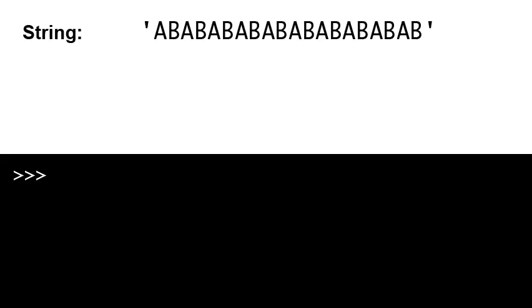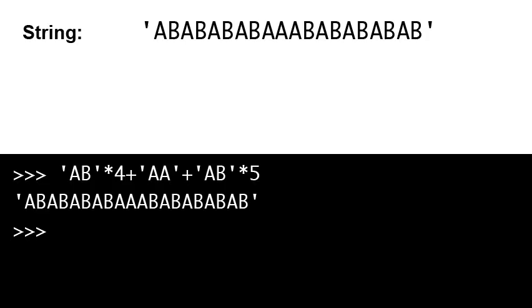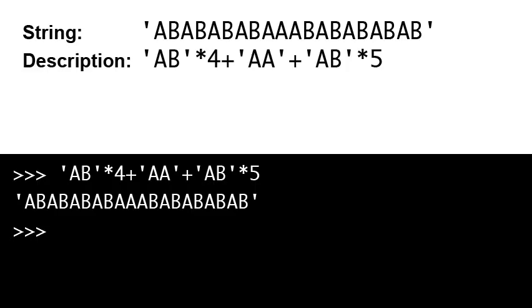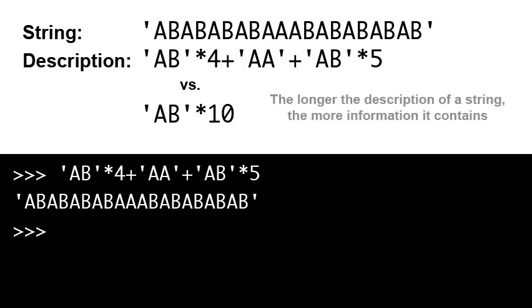Now, suppose we change the string so one of the B's is an A instead. What would be the instructions for generating this new string? We can express it as "AB" times 4 plus "AA" plus "AB" times 5. Python's order of operations performs multiplication before addition, and these instructions are almost as long as the string they describe, and they're much longer than the description of the previous string.